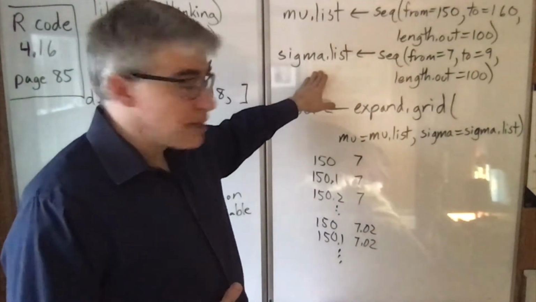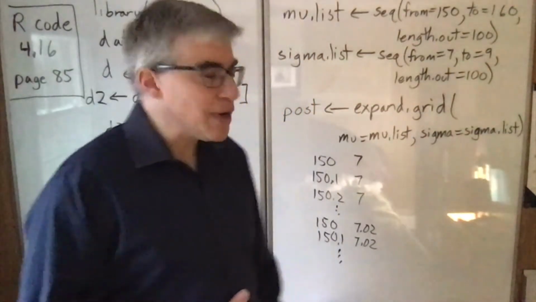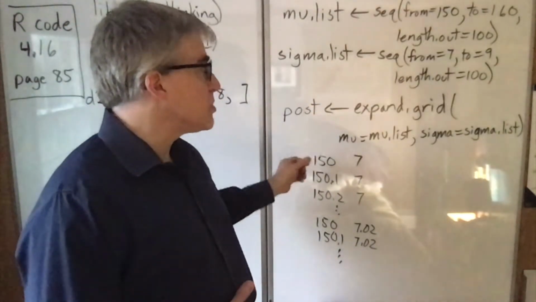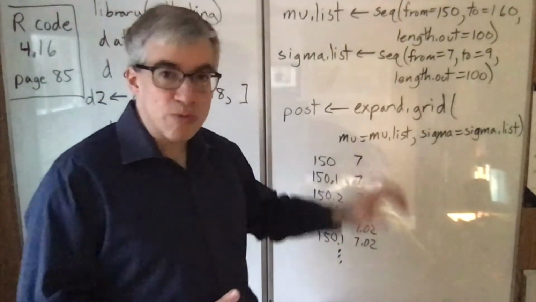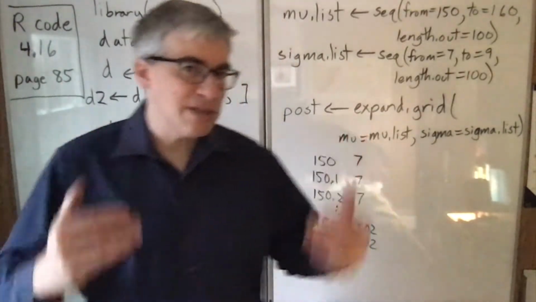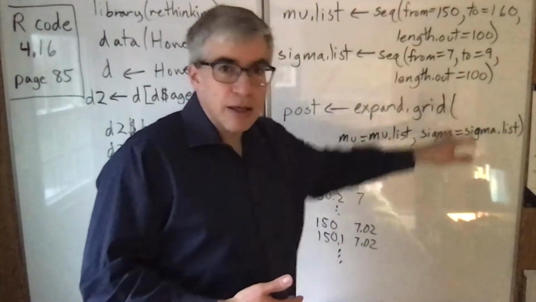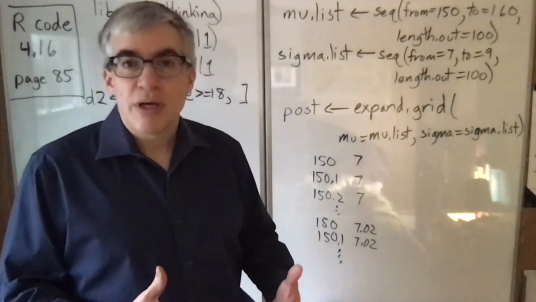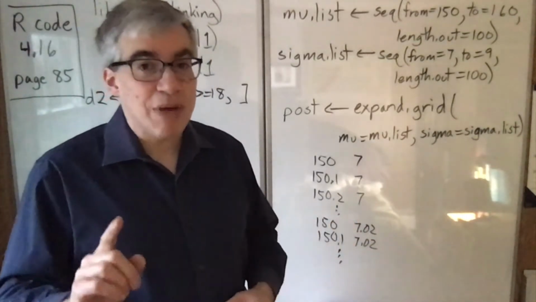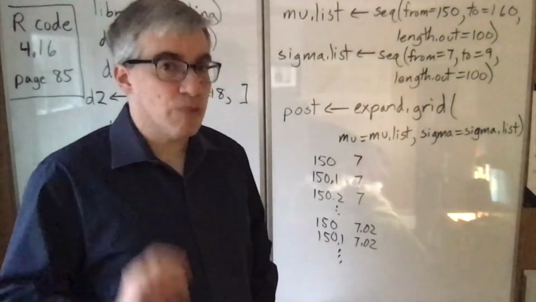Likewise, the sigma list is going to get assigned a sequence from 7 to 9, length 100. So there's 100 numbers from 7 to 9, so there's 50 per number. So 7.02, 7.04-ish, etc. So that's 2 lists of 100 numbers. And then there's this command expand.grid, which combines these 2 vectors. So you might think it's making a 100 by 100 matrix of some sort. No. It is making a data frame with 2 columns and 10,000 rows.